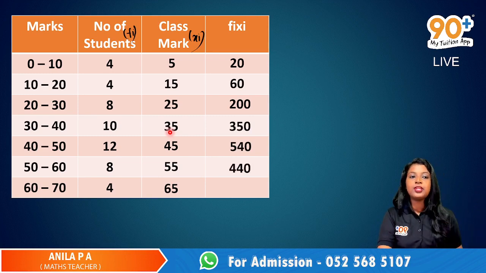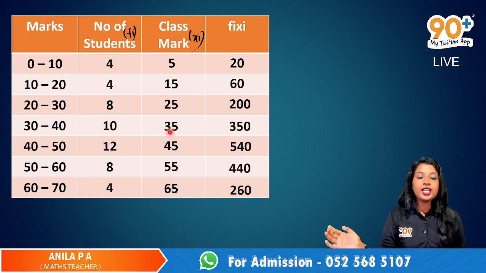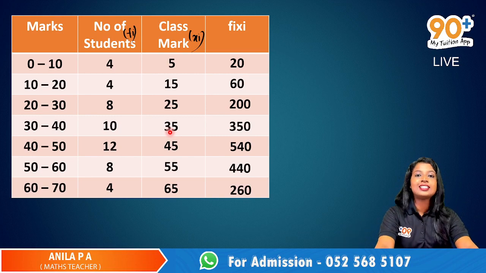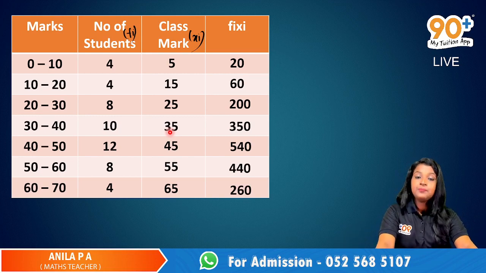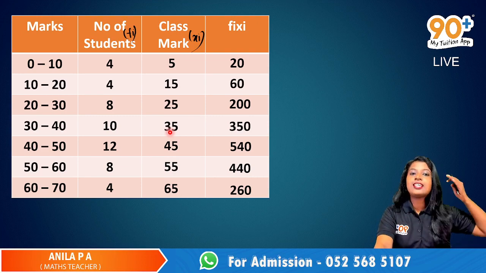Then 8 into 55 is 440. And finally 4 into 65 is 260. This chapter is very easy if you are okay with this calculation part.